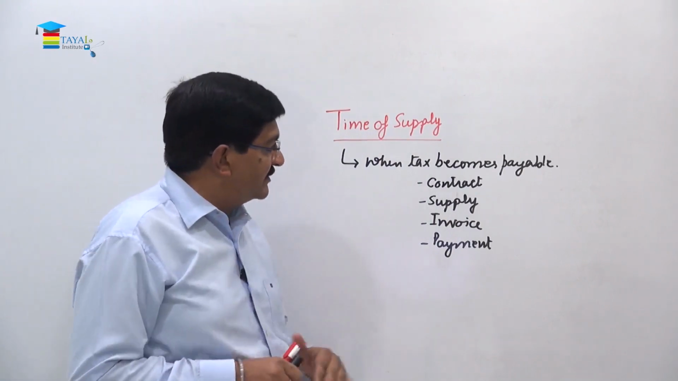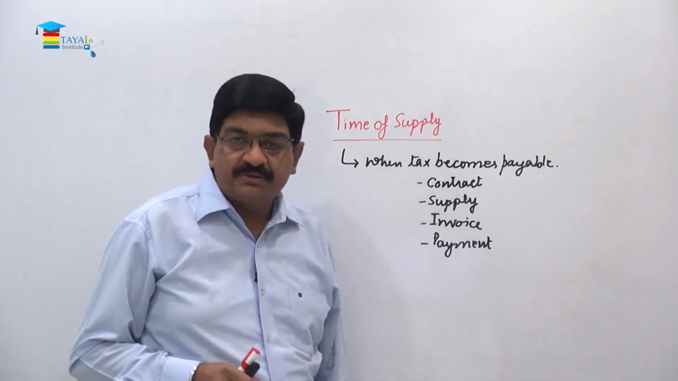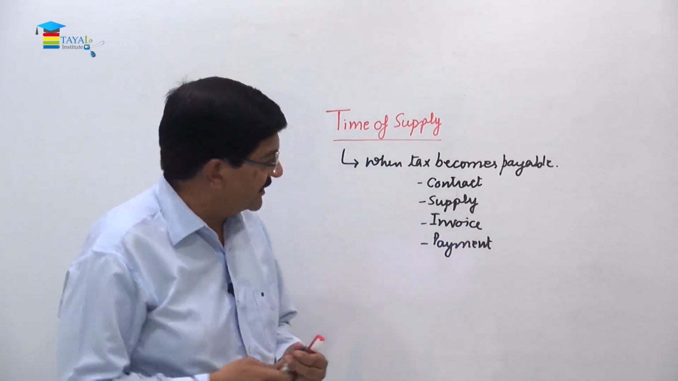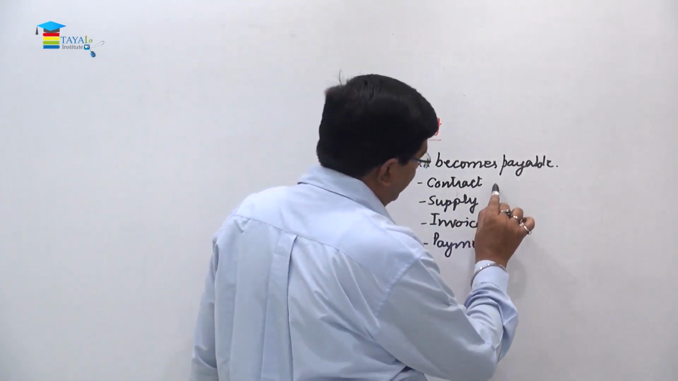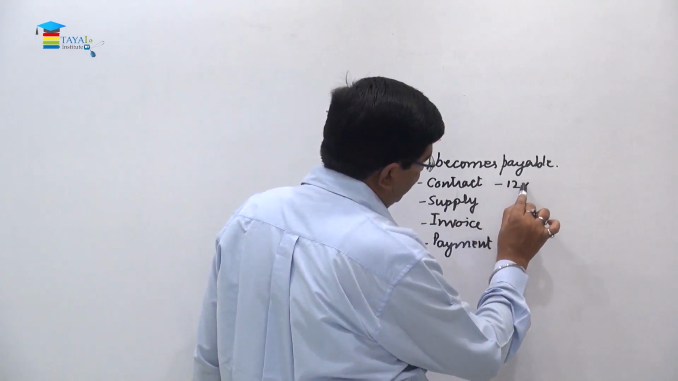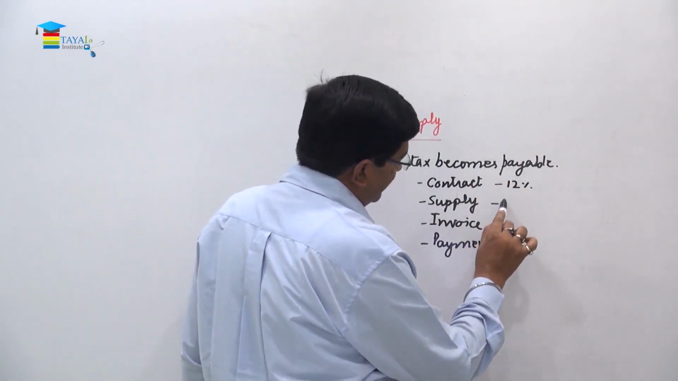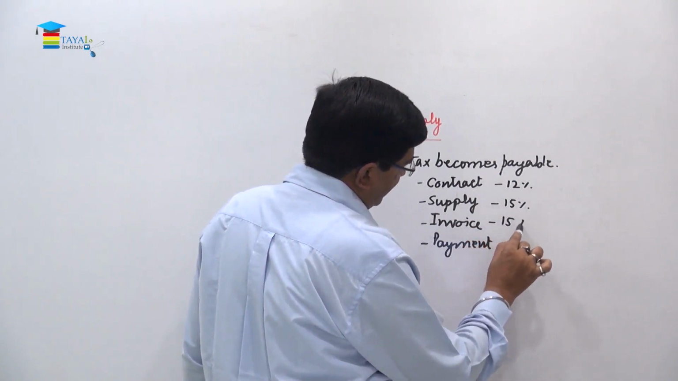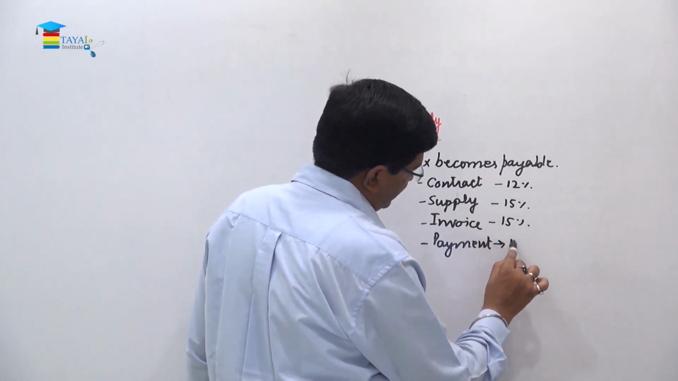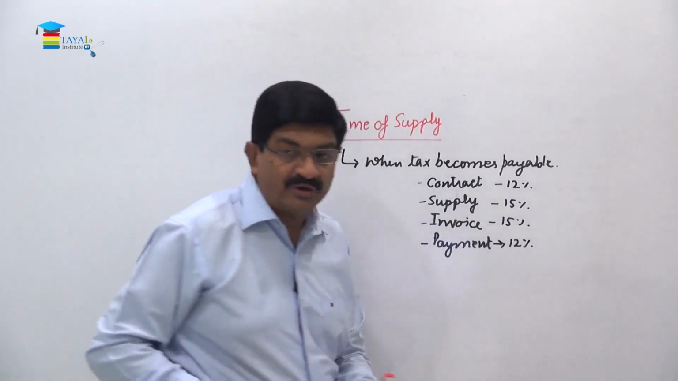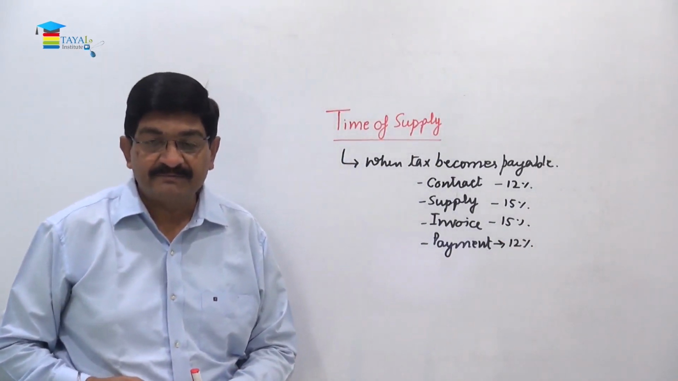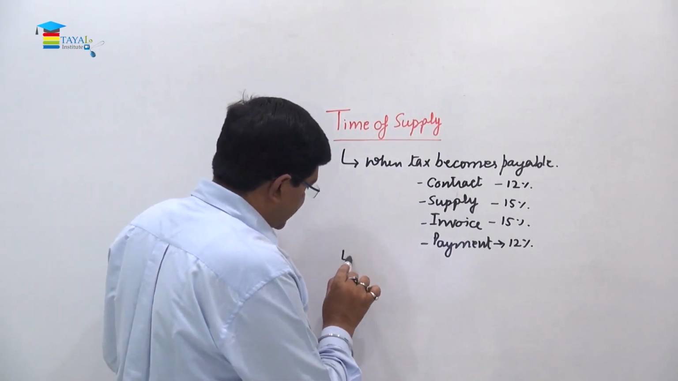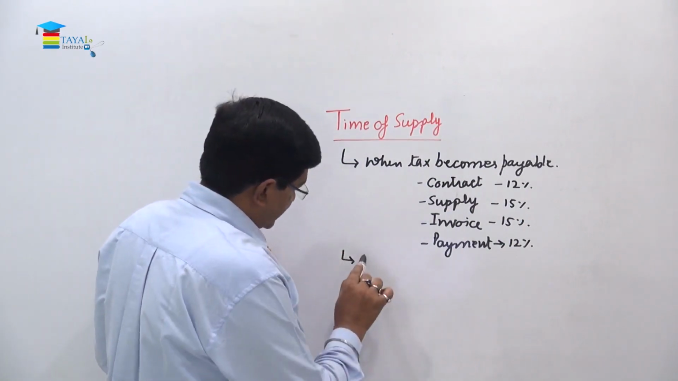Another thing is that on every event, in a hypothetical situation, the rate of tax may vary. Right? Assume that when the contract is made, the rate of tax applicable is 12%. When the supply is actually made, the rate becomes 15%. When the invoice is raised, it is again 15%. But when the payment is received, it is reduced to 12%. Now, at what rate should the tax actually be paid? So, the rate of tax is also decided on the basis of time of supply.